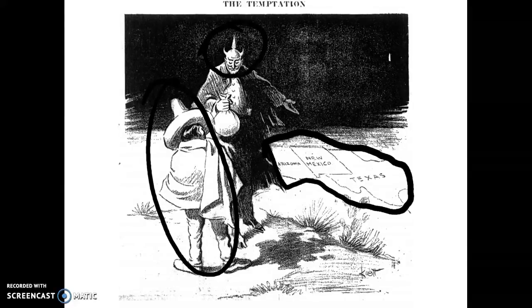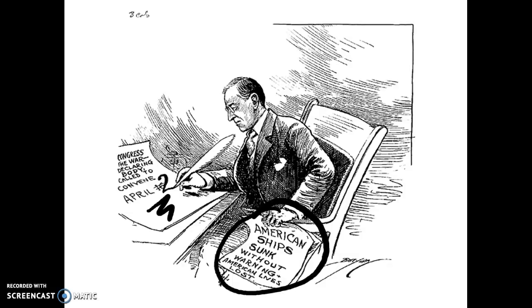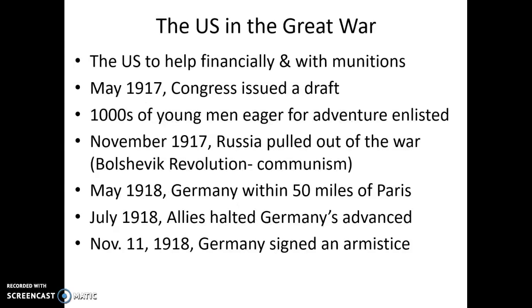So because of these three reasons, the sinking of the Lusitania, the unrestricted warfare by German U-boats, and the Zimmermann Note, on April 2nd, Wilson asks Congress to declare war on Germany. And you see the newspaper here: American ships sunk without warning, American lives lost. And so eventually, the United States does enter the war on the side of the Entente, joining Britain, France, and eventually Italy. Now, the U.S. gets involved in what becomes known as the Great War.